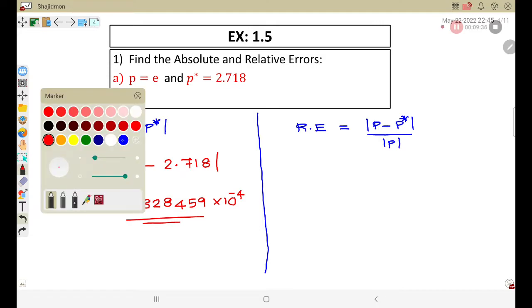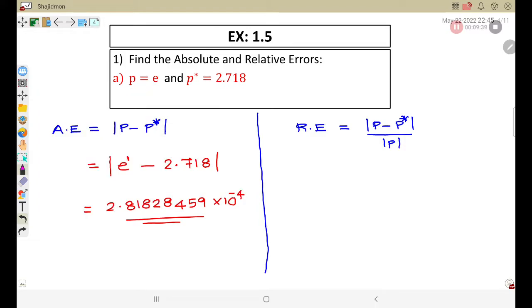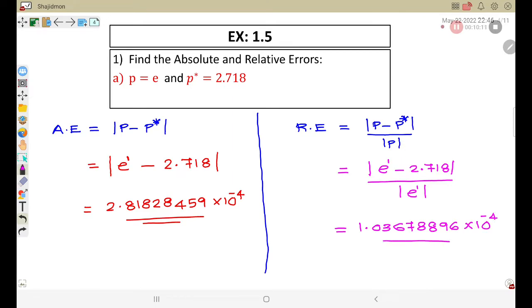Now in the same way we can do the relative error. Absolute P minus P star divided by absolute P. So absolute e, P means e power 1, minus P star means 2.718, divided by absolute P, that means absolute e power 1. You will get the number 1.03678896 multiplied 10 power minus 4. Write the full digit number. Later when we are doing questions, we can reduce it according to the question. So I hope it is clear.